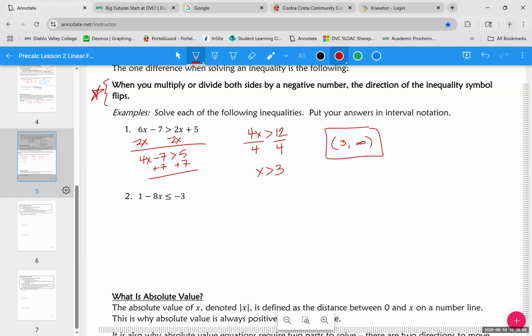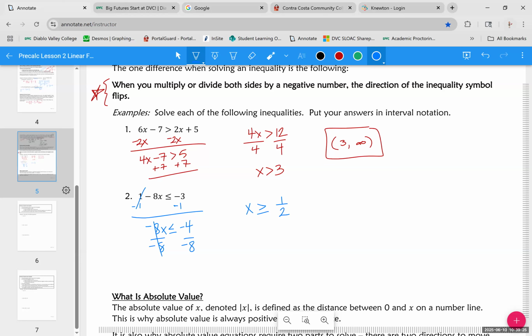So trying number 2, same process. I already have all the x's on this side, so I'll start by subtracting 1 from both sides. Now I see I do have a negative number in front of the x. So when I divide here, the less than or equal to is going to flip to greater than or equal to. And I have negative 4 over negative 8, which would be positive 1/2.